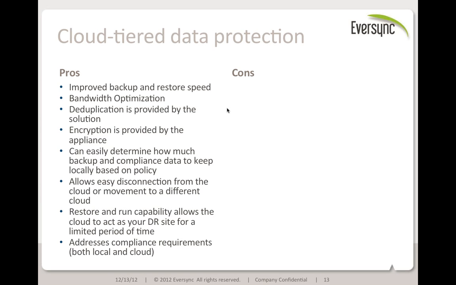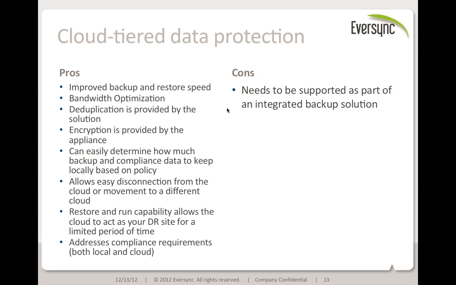A solution like this allows for easy disconnection from the cloud or movement to a different cloud, because you do have the ability to pull all of your data back to your on-premise appliance and operate that way, either permanently or for some limited period of time. And of course, restore and run capability allows the cloud to really act as your DR site for a limited period of time, while also addressing your compliance requirements for both local data and long-term retention.